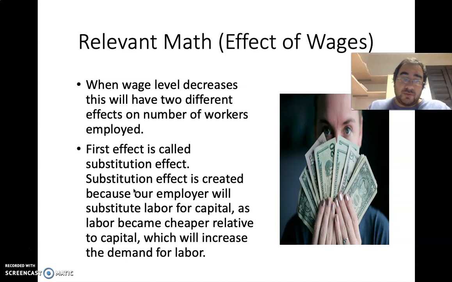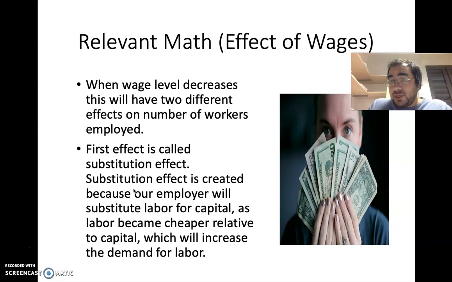One is the substitution effect, which is created because now you have a higher wage. Basically, the company will substitute from labor to capital. It will substitute to the input that is cheaper. You also have the scale effect. The scale effect is because now you have a higher wage.